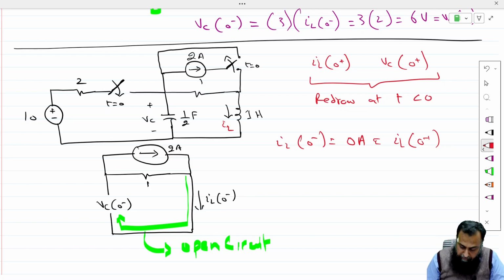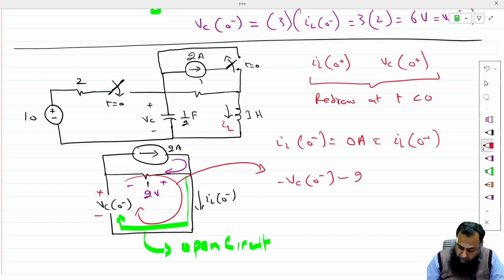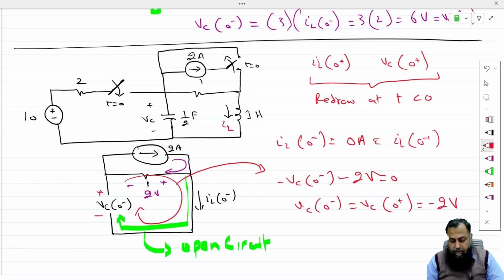For this VC0 negative, because this 2 ampere current source is only flowing in this direction, we have a plus and a minus, with 2 volt across this 1 ohm resistance, and therefore we can apply a KVL here to find out what is VC0 negative. So minus VC0 negative minus 2 volt equal to 0. So VC0 negative, which is equal to VC0 positive, is equal to minus 2 volt. This is the initial condition we have calculated through this given circuit.